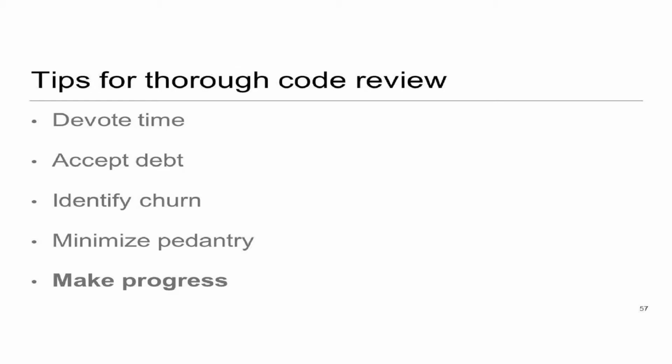Accept that not everything is perfect. A good code review system will enable reviewers and submitters to create new work items quickly and easily, just as I stated earlier. Identify areas of the code that see a lot of change. We call that churn. There's a whole field of study related to churn in code, so don't get too deep down that rabbit hole.